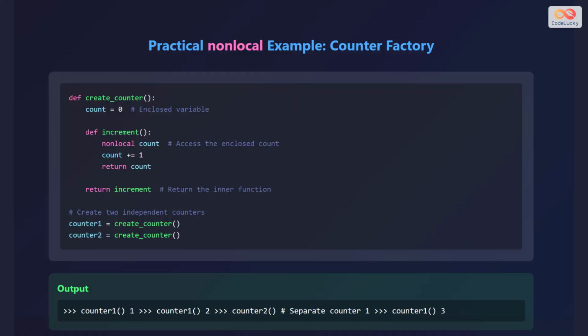Now we can create two independent counters by calling create_counter twice. Each counter has its own enclosed count variable, so they can be incremented separately. When we call counter1, it returns 1. Calling it again returns 2. Calling counter2 returns 1, because it's a separate counter. And calling counter1 again returns 3.